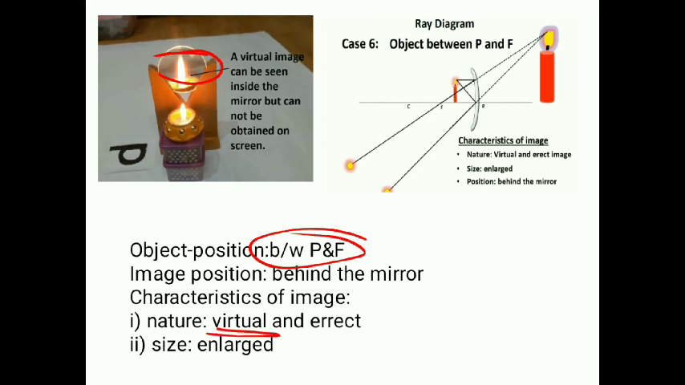So here we get a virtual image and erect image and enlarged image, and this is the lab activity, and we observe different types of images measuring the object distance and image distance.